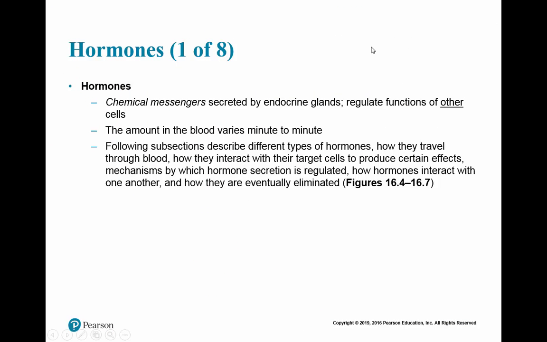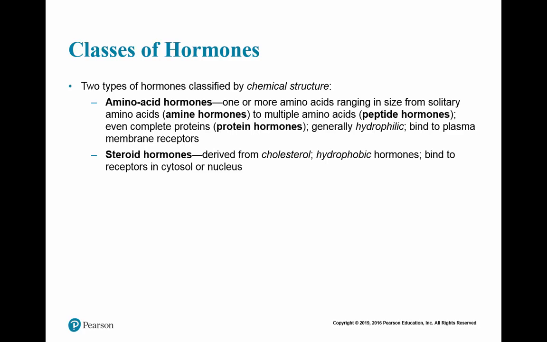Okay, we're going to return to Objective 4. Remember that hormones are just chemical messengers that the endocrine glands secrete, and they travel in the bloodstream, and so the amount in the blood varies minute to minute, and they regulate the functions of other cells. Now there's two main types of hormones. This is Objective 6, classified by their chemical structure.